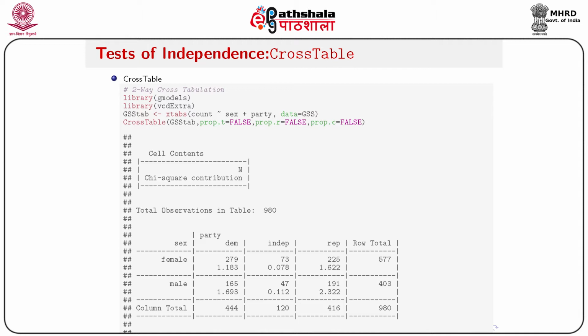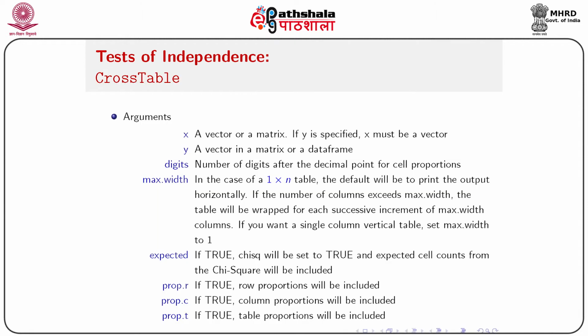This is something that I copied from the CrossTable documentation for your understanding. The arguments that you need to pass are: one of them is x, a vector or matrix. If y is specified, x must be a vector, and y a vector, a matrix, or a data frame. And digits, the number of digits after the decimal point for the cell proportions. So for proportions, this is the number of significant digits to be displayed.